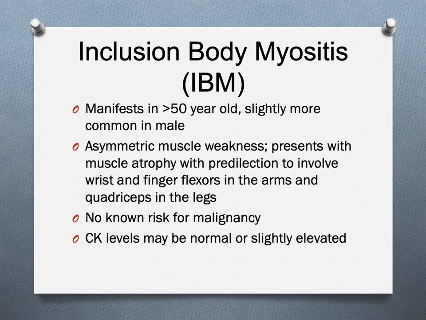On the other hand, inclusion body myositis is usually seen in older individuals more than 50 years old with a slightly more male predominance. This type of myopathy has an asymmetric muscle weakness and presents with muscle atrophy with predilection to involve the wrists and finger flexors in the arms and quadriceps muscles in the legs even early in the disease course. This has no known risk for malignancy, and creatinine kinase levels may be normal or slightly elevated.